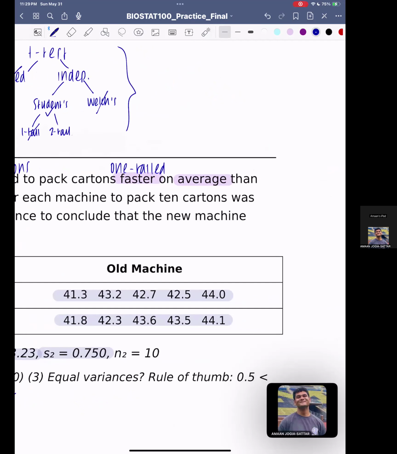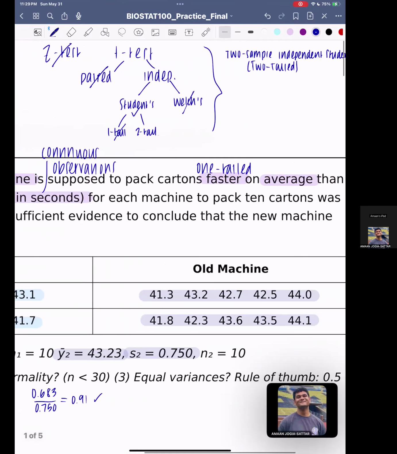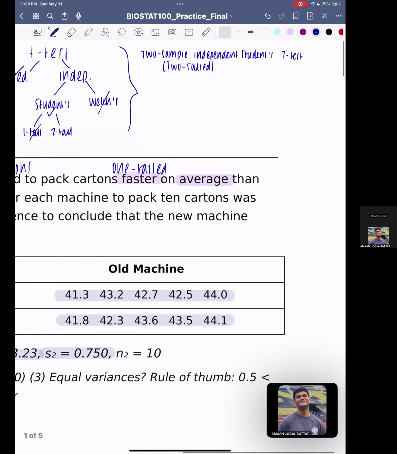Putting this all together, how would you write this out? You would say that we have a two sample independent students t-test, two-tailed. I think that's everything. Let's see. Looks like it. So that's a bit of a mouthful.